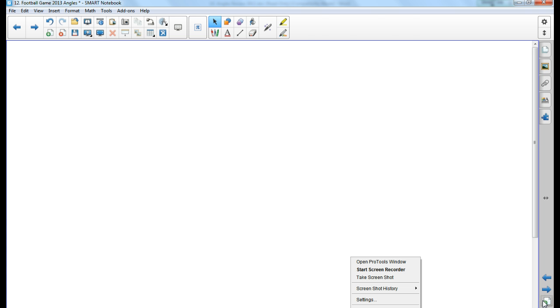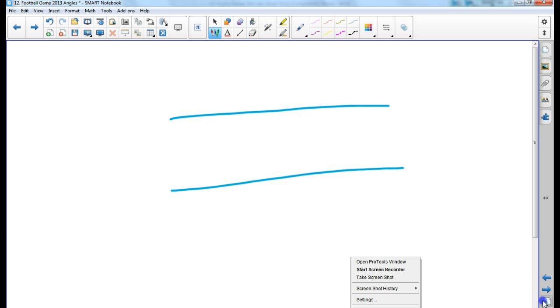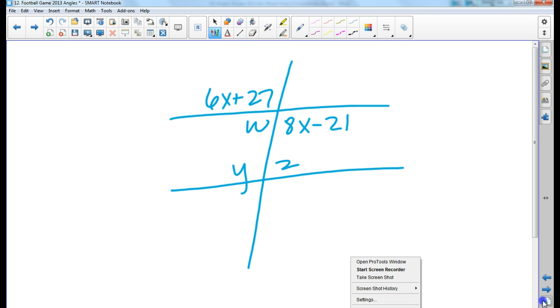Okay, so number 1 on this version of the quiz was 6x plus 27, 8x minus 21, w, y, z, 7x plus 3. Okay, I think I got it. You need to start by finding one of the angles. Right now, we weren't given any of the angles, so we better find one of them. And we actually have a few different options. We have more options than we even need.